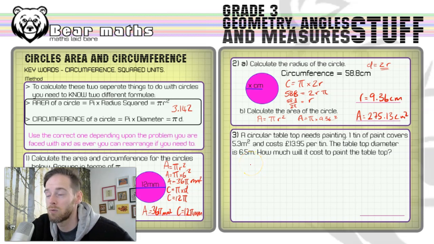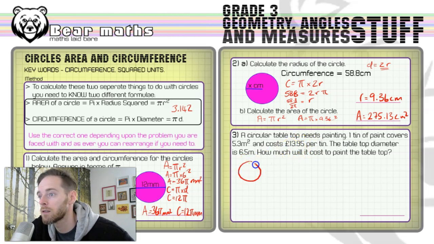We're told that 1 tin of paint covers a specific area, and we know it's an area because it's in meters squared, and we know the cost of 1 tin of paint. We don't have a diagram, so we could draw one. There's our circular tabletop. We know that 6.5 meters is the diameter.